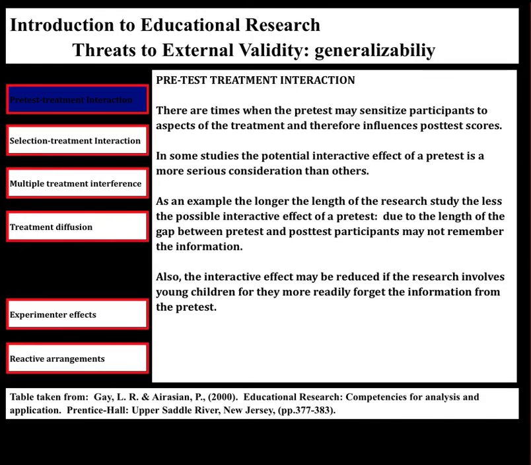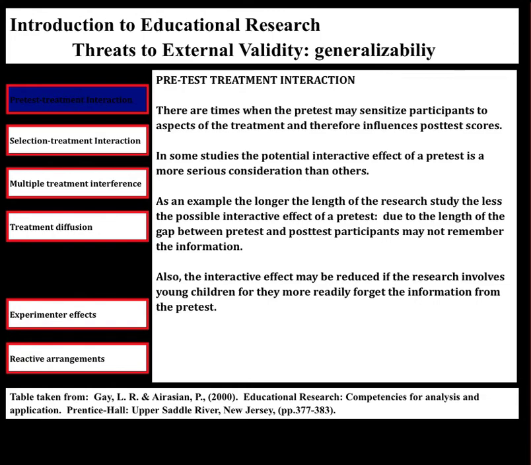We have pre-test treatment interaction. And by the way, don't get bogged down in all of these terms. It's not really important that you memorize all of these terms. It's the concepts that you need to be aware of. You may not remember pretest treatment interaction, but you may remember that there may be times when a pretest may sensitize participants to aspects of a treatment and therefore influence post-test scores. So the concept is important.